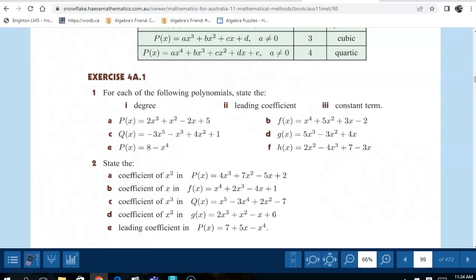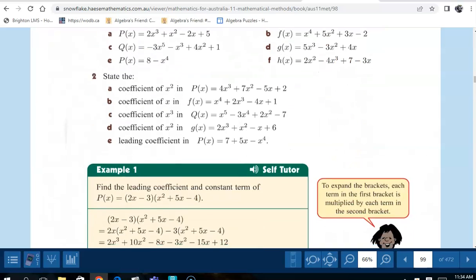And who can tell me what is the definition for the constant term? Right, the one who doesn't have a variable. So over here, 7. 8, even though it's out the front, okay?